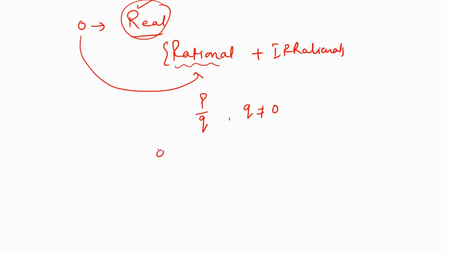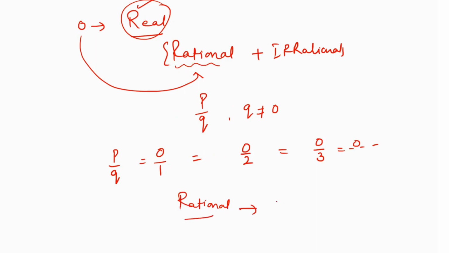How? Let's suppose I have a 0. Can you write 0 by 1? Can you write 0 as 0 by 2? Can you write 0 as 0 by 3 and so on? Yes. Why? Because 0 by 1, 0 by 2, 0 by 3, all are zeros, right? So it can be considered as P by Q where Q is not equal to 0. That's why it is called a rational number, and a rational number is a part of real numbers. That's why 0 is called a real number.